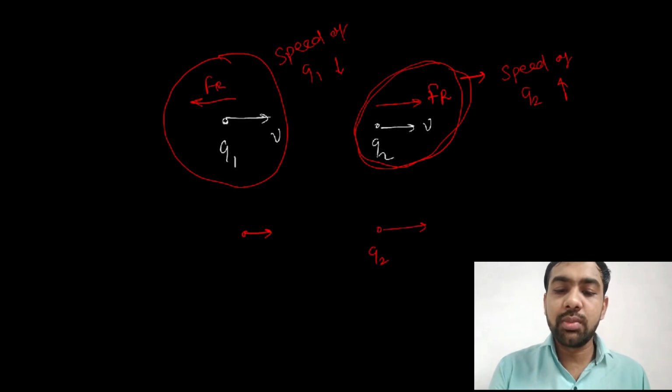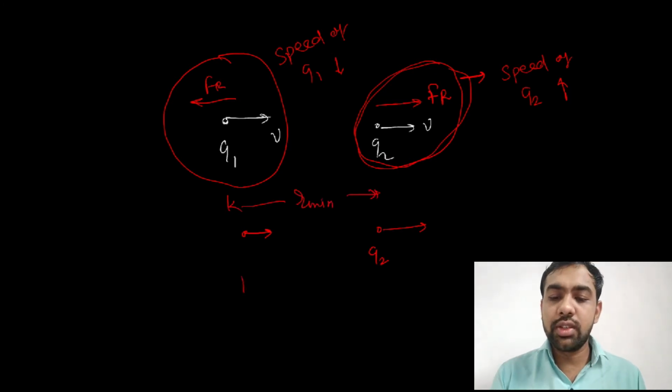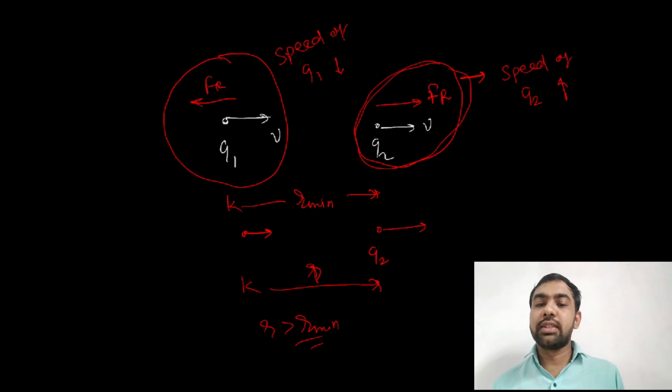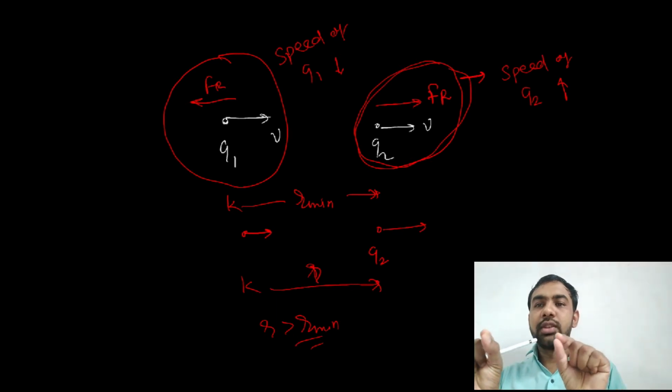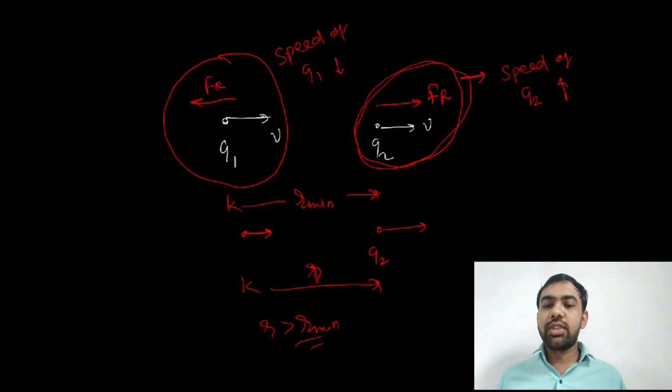Now the distance again increases. If this distance is r minimum, then after this, the distance is supposed to be r, where r is greater than r minimum. Do you understand? So in this way you understand this concept. When both are moving together with the same speed, the distance between the two charged particles is minimum. After this the distance increases. Why? Speed of q2 is higher, speed of q1 is smaller. So both are moving together, then after this, the distance increases. Okay, so that is the concept.